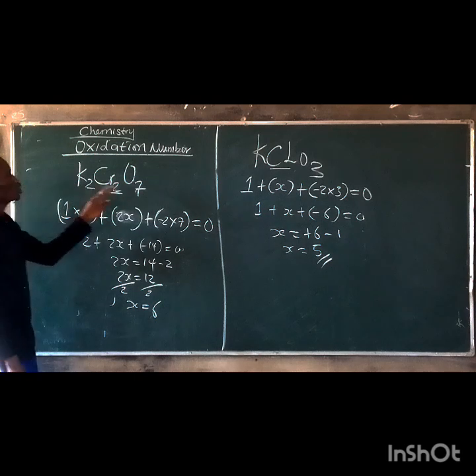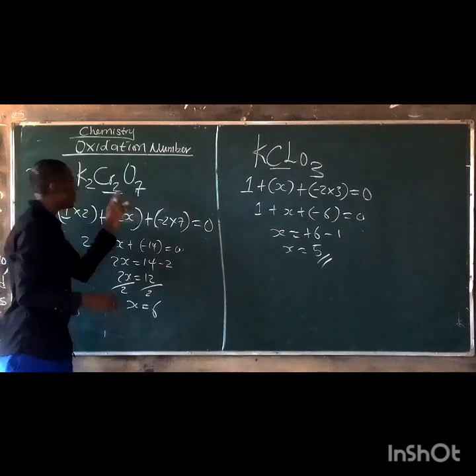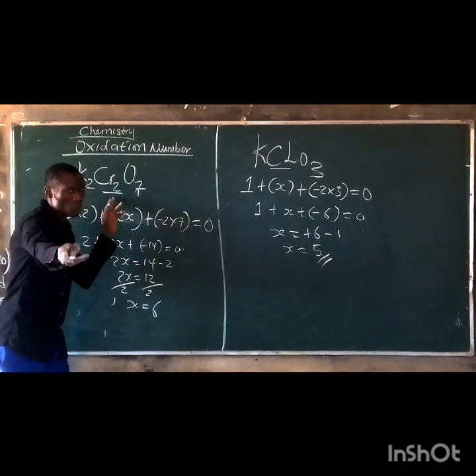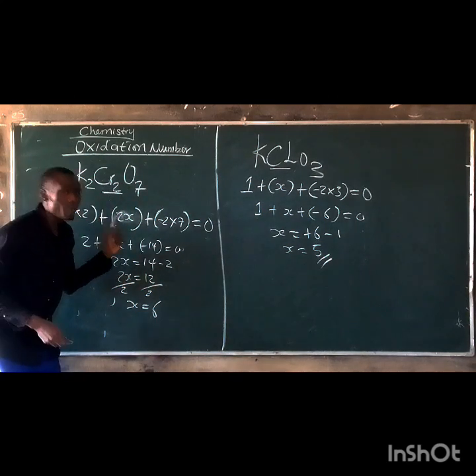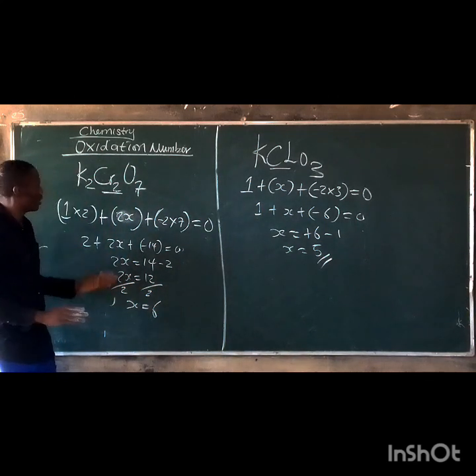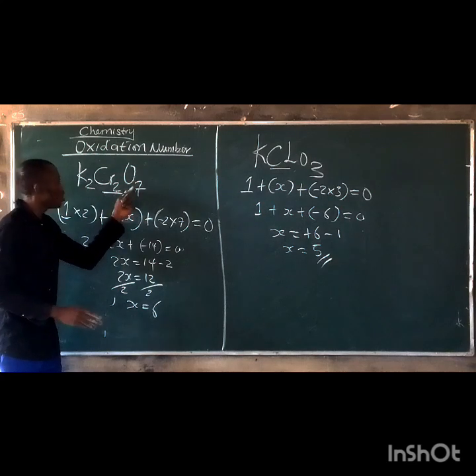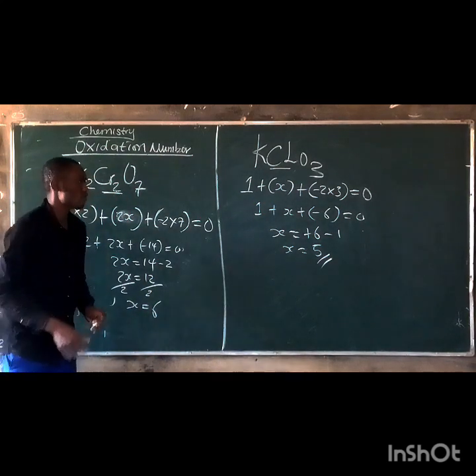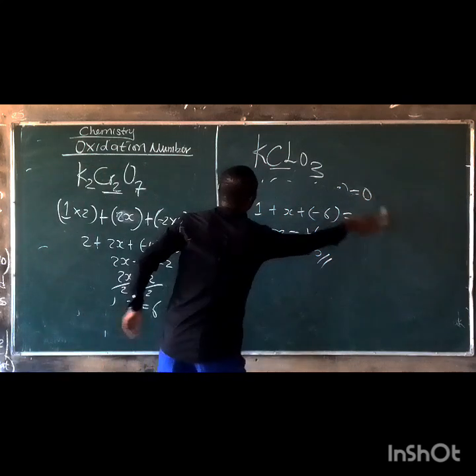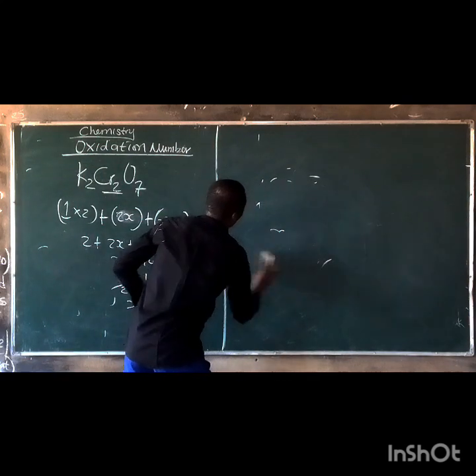This is potassium heptaoxodichromate 6, dichromate, not just chromate. Potassium heptaoxodichromate 6. You see that? That's how to find that. Let's do another one. Let's do one of the simplest ones now.